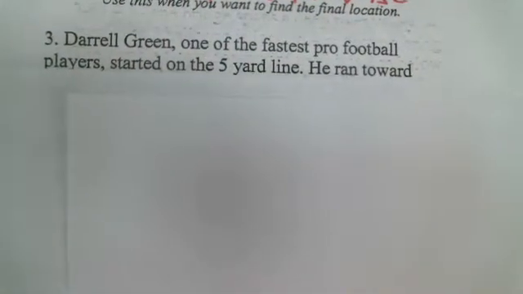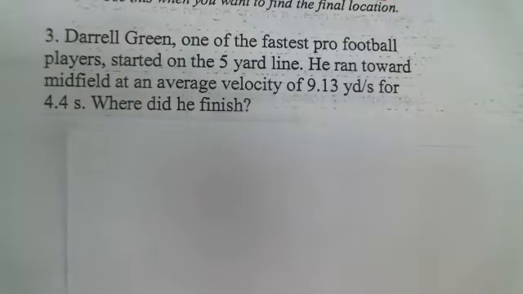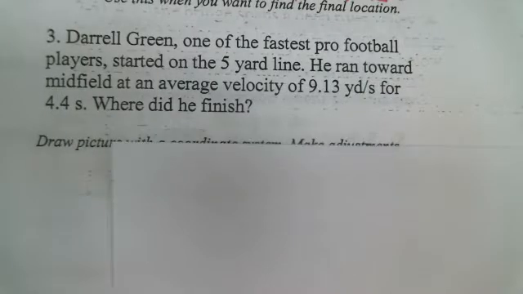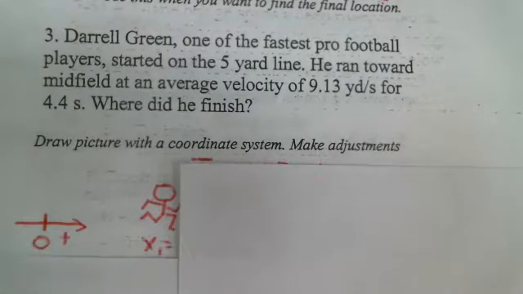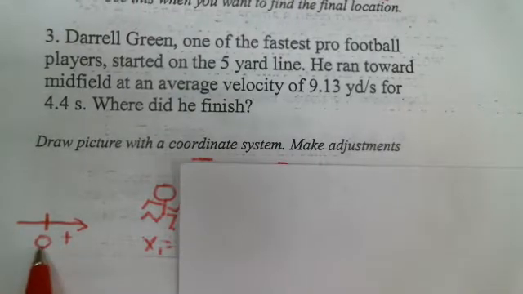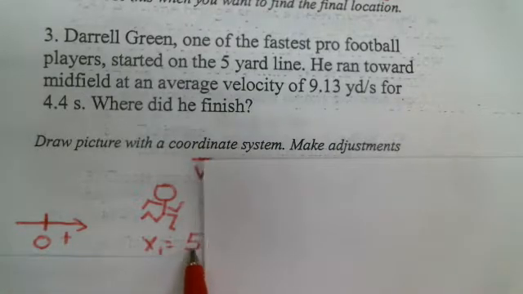Darryl Green, one of the fastest football players, started on the 5-yard line. He ran towards the midfield at an average velocity of 9.13 yards per second for 4.4 seconds. Where did he finish? So we're first going to draw a picture of what we know. So I'm going to have the origin back here at the touchdown line, the 0-yard line, so to speak. And he starts off at the 5-yard line.